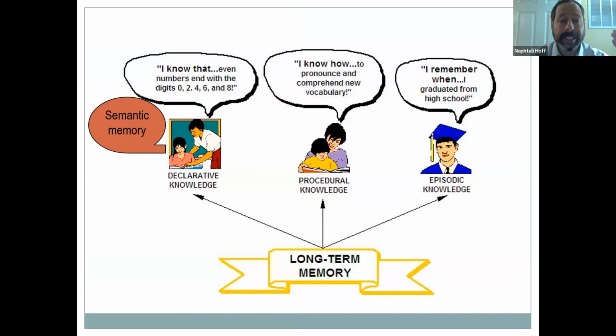So we've got semantic as in information. I know even numbers. Procedural is I know how to do something, such as analyze a sentence, ride a bike, whatever, fix a car. And episodic is I remember something based on an experience, a conversation that I had, something that was happening around me, okay?